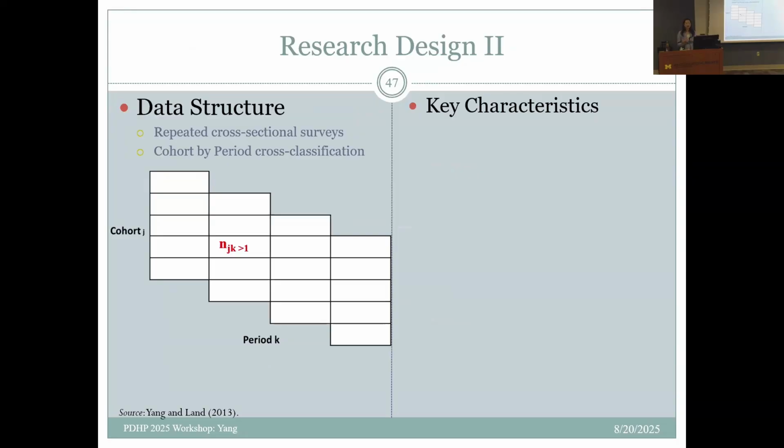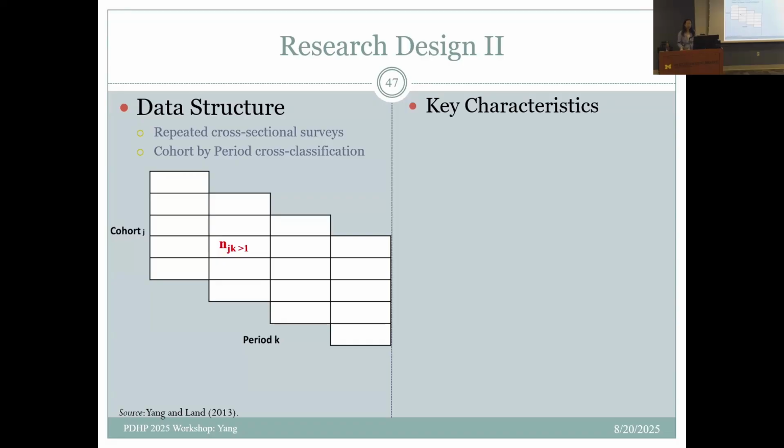And so the second design also uses repeated cross-sectional data, but from sample surveys. What these surveys provide us is microdata on individuals. So we can, for instance, rearrange the individual-level observations into a cohort by period cross-classification. Here, in this example, we're cross-tabulating the individual-level data by cohort J and period K.